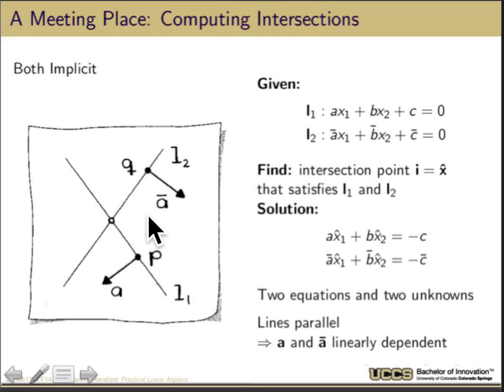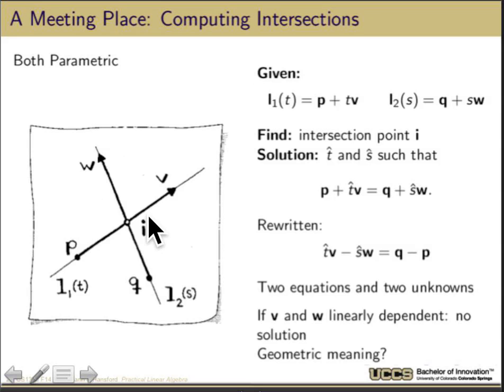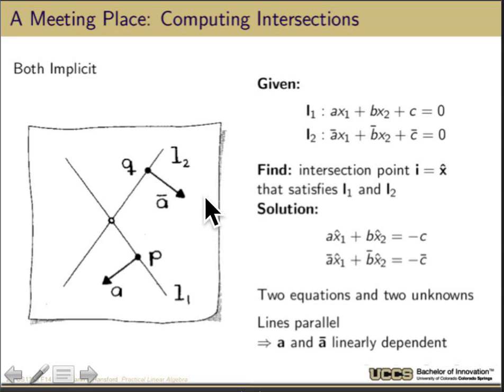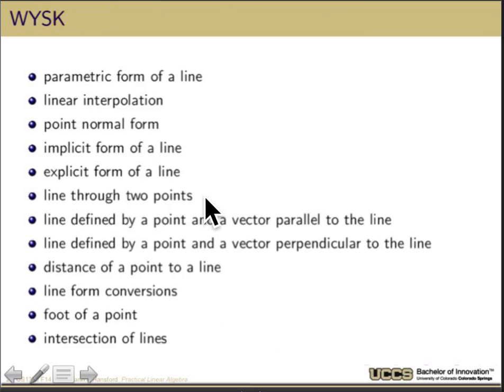Okay, so that gives us three solutions. If both are implicit, we end up with two equations and two unknowns. If both are parametric, you get two equations and two unknowns. And if you have one parametric and one implicit, you get a direct formula for t. Notice this also tells you a way, if you're given two parametric or two implicit, to convert from one to the other, and you don't even have to worry about how to solve two equations, because for one parametric plus one implicit, it's easy to solve. You're inserting one into the other. Okay, so that's it for lines.